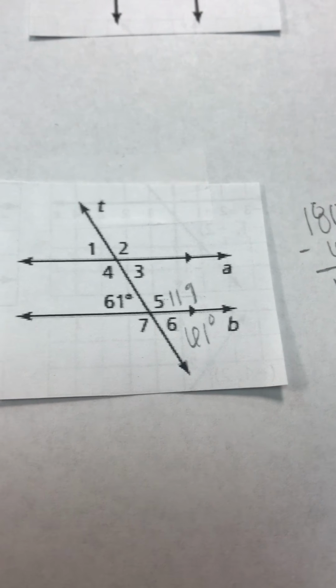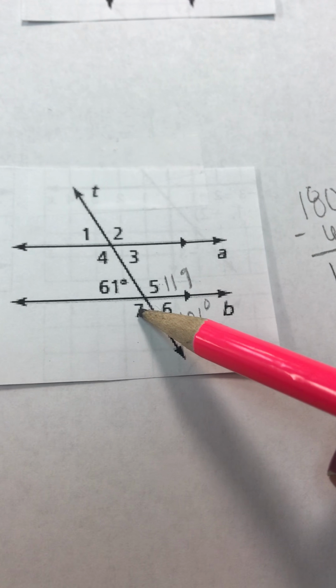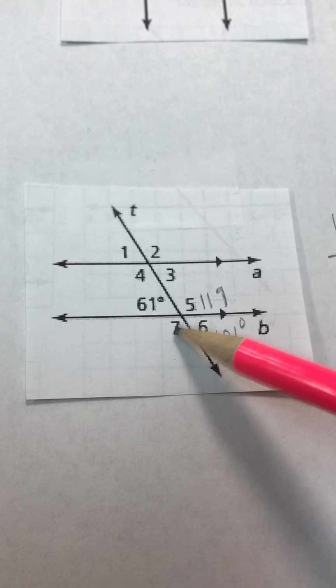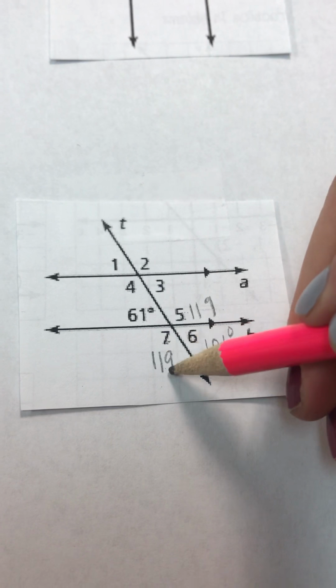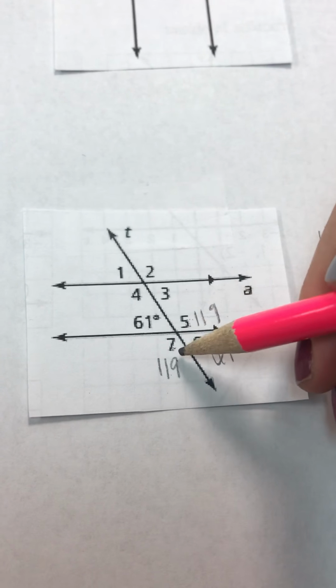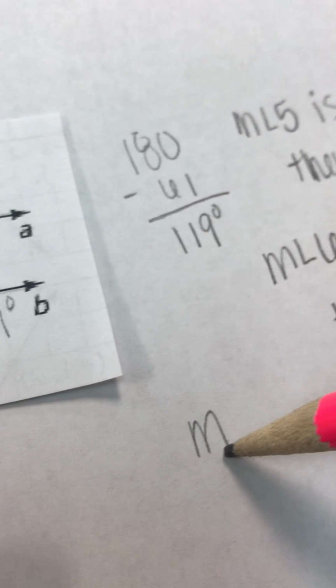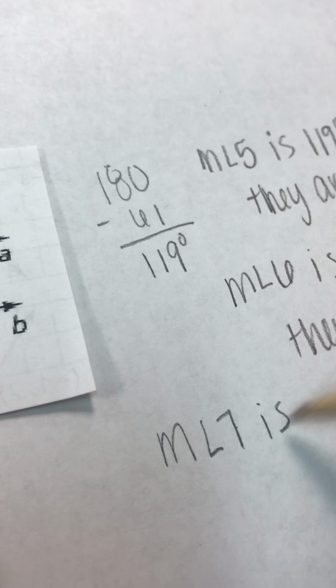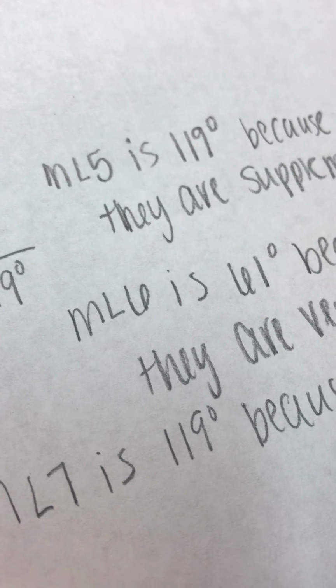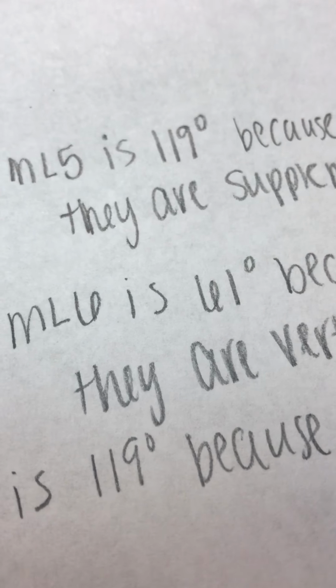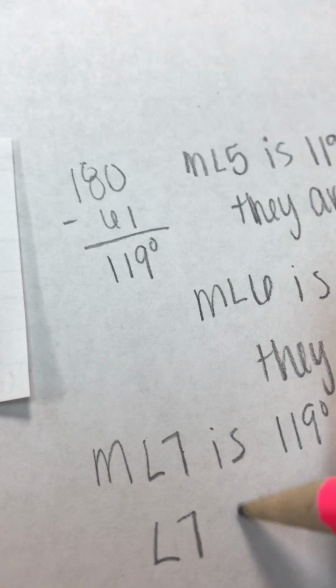And I'm going to use that same logic with angle 7. Angle 5 and angle 7 are vertical, so they are the same. So this is 119 degrees as well. So the measure of angle 7 is 119 degrees because angle 5 and angle 7 are vertical.